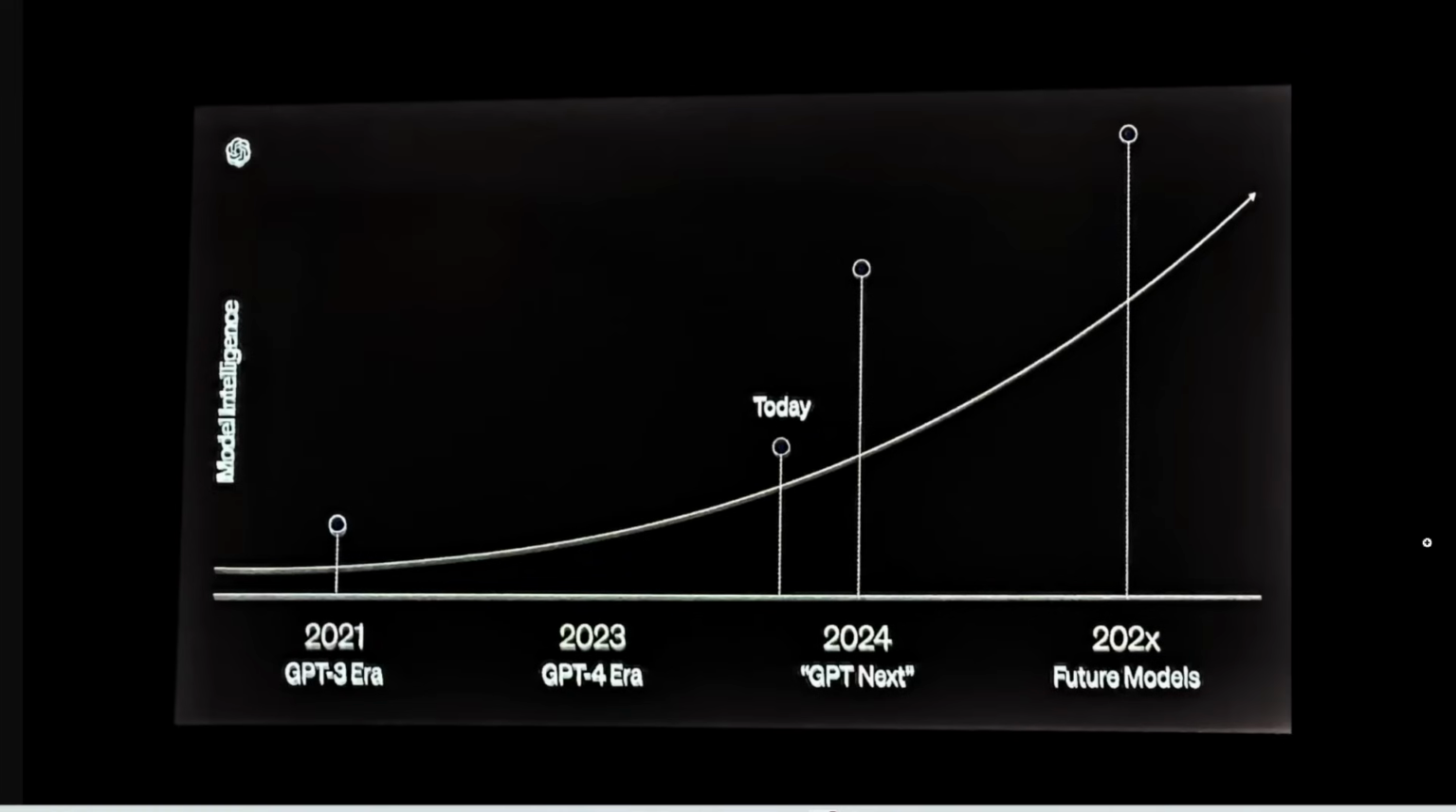Another interesting thing to note here is that in this chart, they called the next generation of GPT, they call it GPT-NEXT, not GPT-5. Now, I'm not sure if they are intentionally not calling the next generation GPT-5 and calling it GPT-NEXT, but it's just a subtle thing that's worth pointing out.